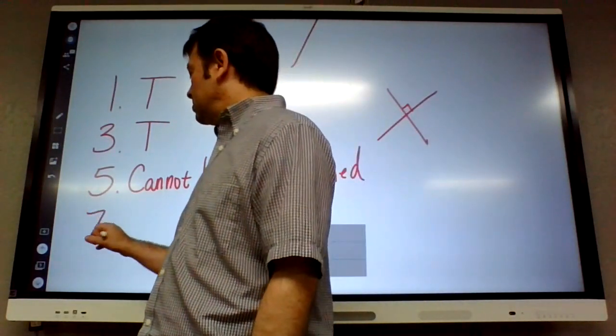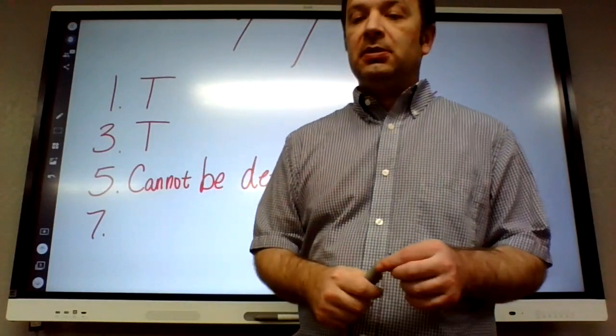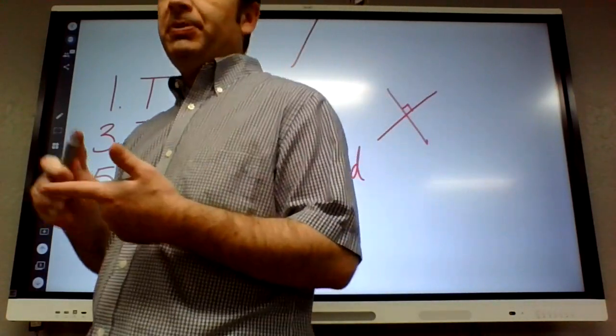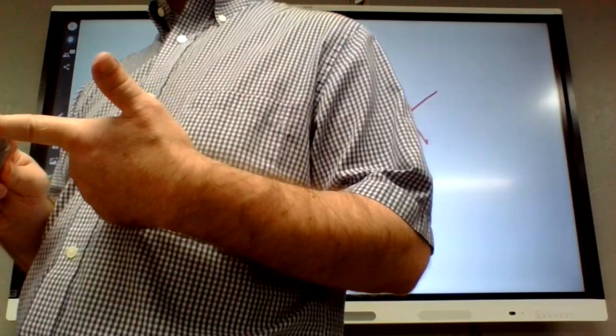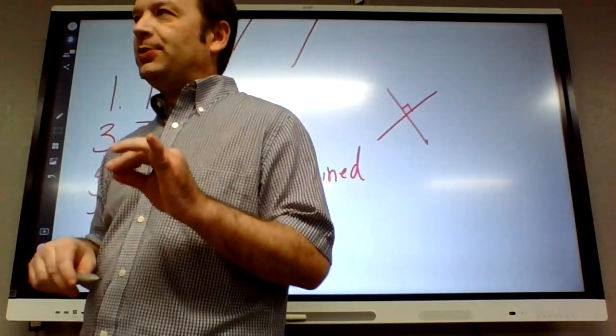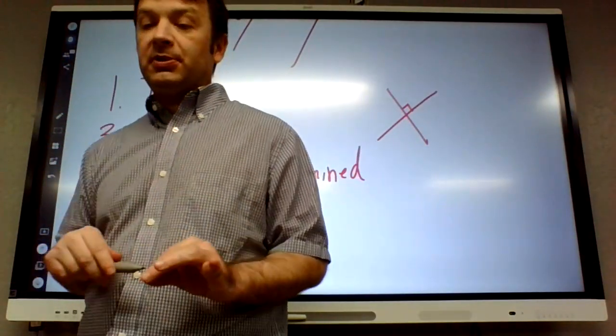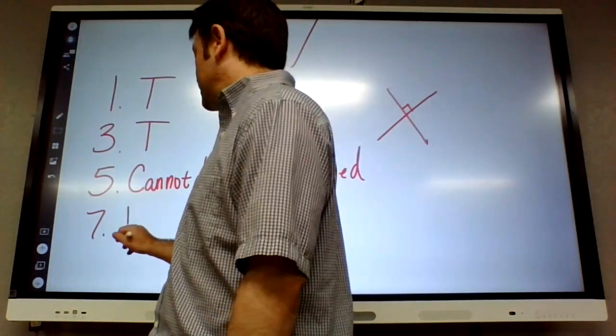Okay, number 7, do you guys remember what ECD meant? It's like C is in between E and D. Is C between E and D? No. When they say between, they mean on the line in between. So 7 is just straight up false.